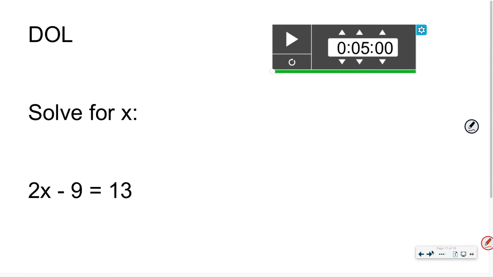Okay, so here's your DOL. Do this on a whiteboard. So everybody grab one. I know I already took your DOL sheet. Do this on a whiteboard.